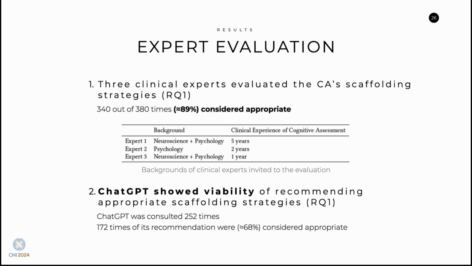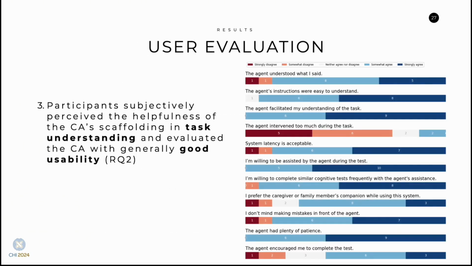In response to RQ1, which focuses on how to design a CA that can implement scaffolding strategies used by clinical professionals, we presented a design process for the CA that incorporates the scaffolding strategies derived from the earlier content analysis. The results suggest that the CA, developed through the proposed process, effectively exercises the scaffolding strategies employed by clinical professionals, thereby addressing RQ1.